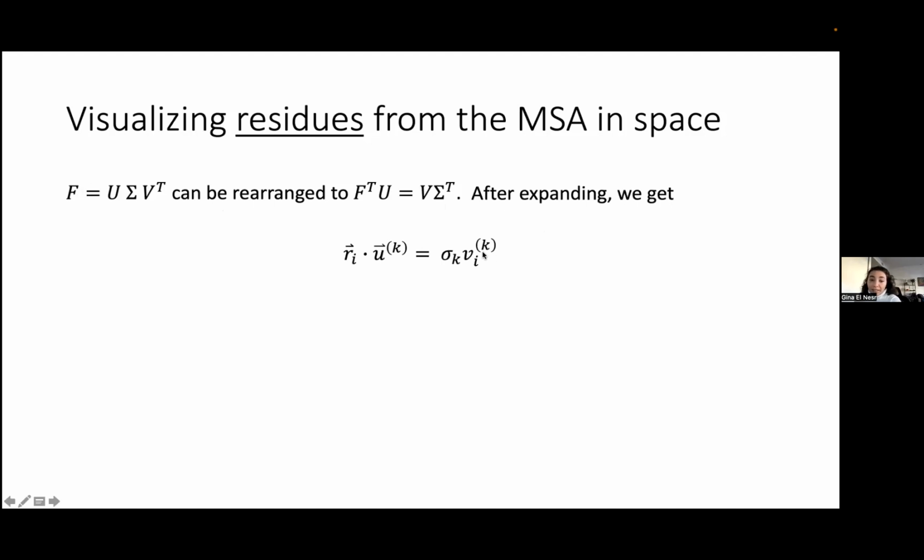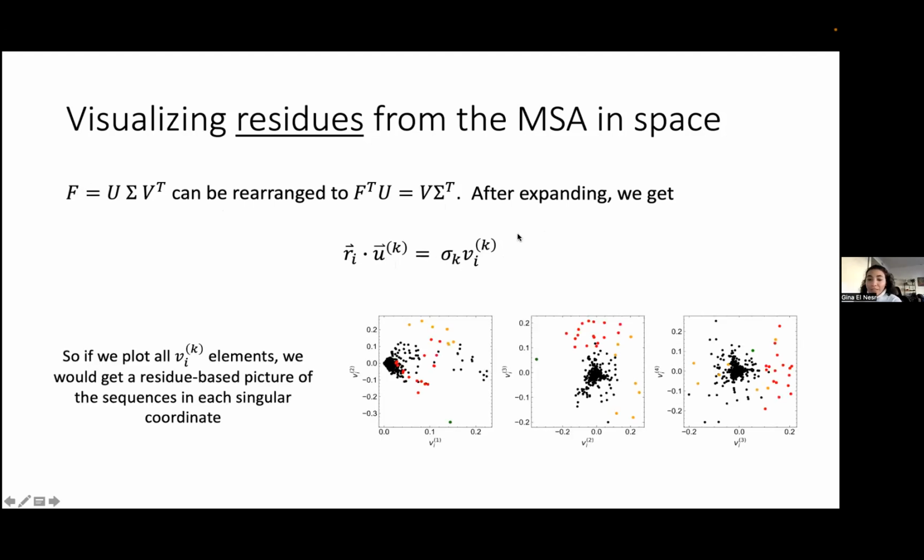And so after expanding that, you get a very similar expression, and that's that the residue vector times the sequence eigenvector is just the kth sigma value times the residue vector. And so in a very similar manner, you can plot all of those values into space. And so you get a residue-based picture of the sequences in each of the singular coordinates. And I'll explain what those colors mean in a little bit. But in this case, we don't really find a need to scale by the singular values.